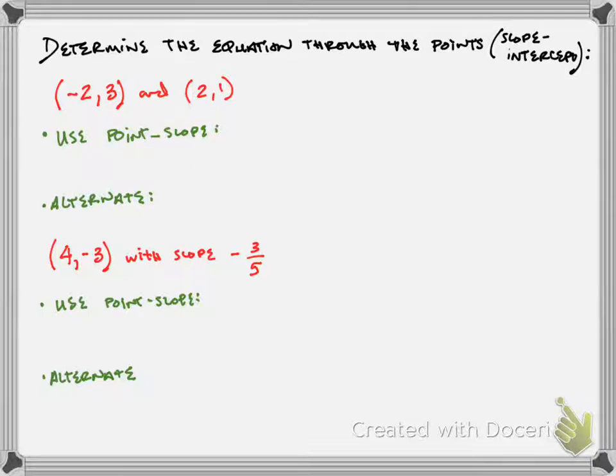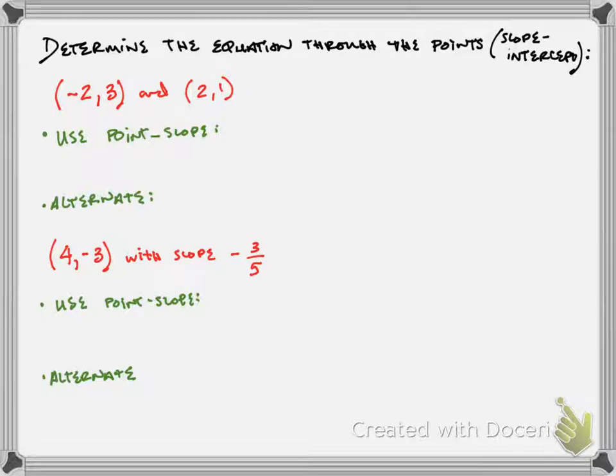So here we've got the prompt: determine the equation through the points in slope-intercept form. I've given you two ordered pairs, and we're going to use point-slope form first. Now remember, the very first thing we need to do is find the slope.